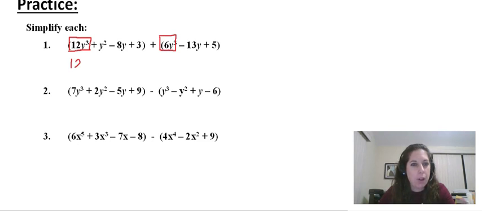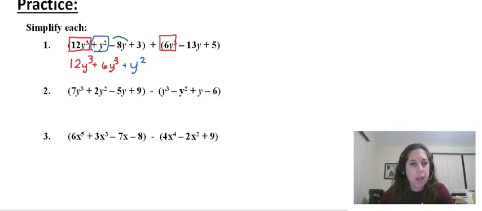So I'm going to do 12y to the third plus 6y to the third. Next, I have y squared terms, and I only have 1, so plus y squared.